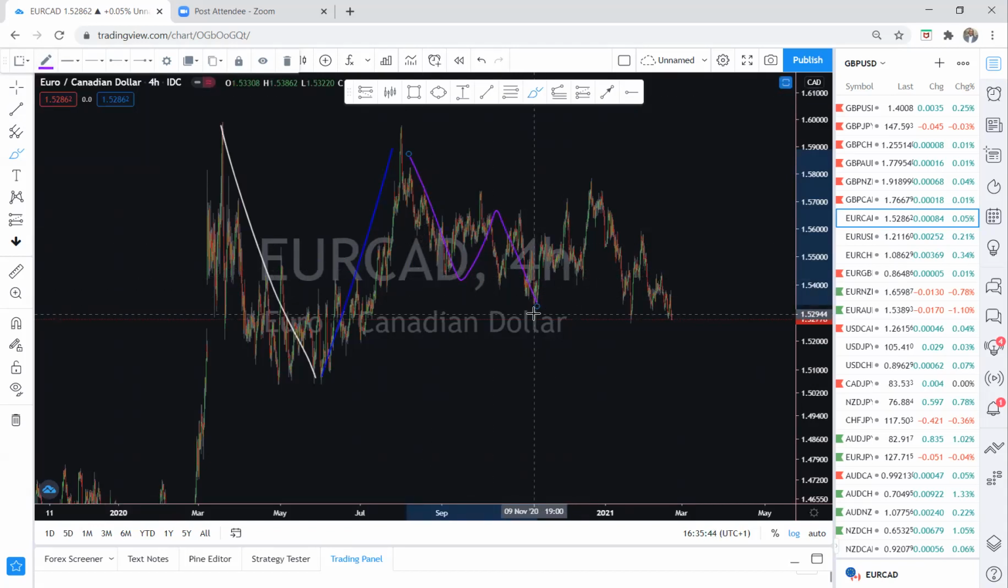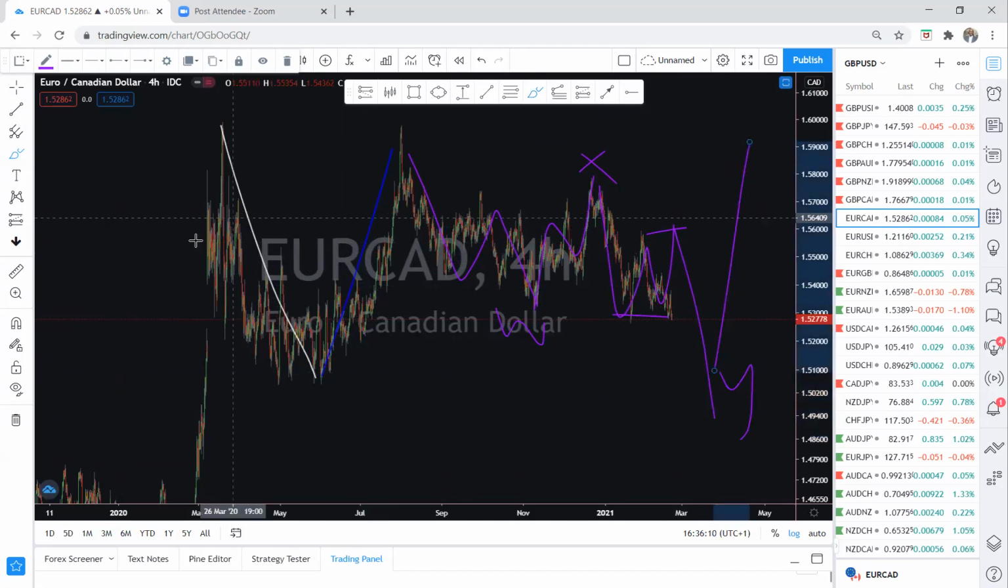Okay, then you have this 3 wave correction, and then we're expecting a push to the downside. If you can get this structure, that would be very nice. That would be W, X, and Y. And this WXY is a correction of this blue wave, of this blue wave.